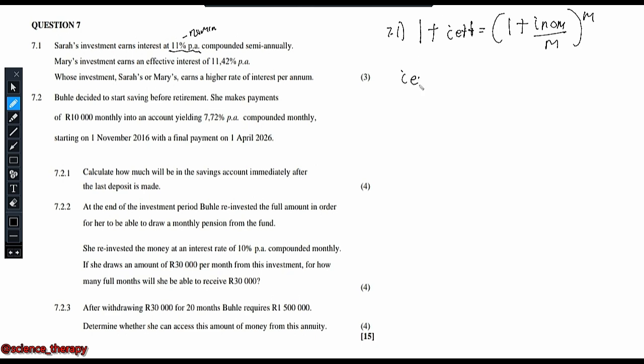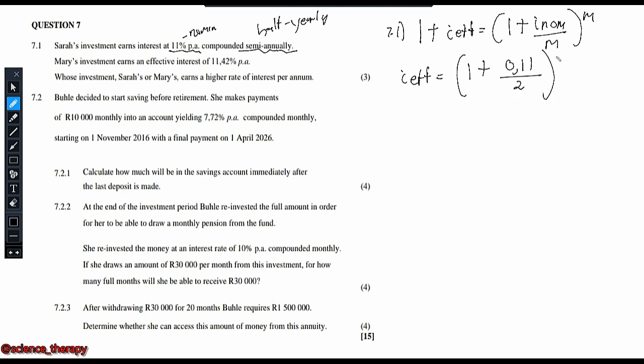Now to further calculate, let's transpose the 1 over to the other side. So this is 1 plus the i nominal. We're going to change this 11% divided by 100. It's 0.11. And then since they say it's compounded semi-annually, we know that semi-annually means half yearly. So that means we have to put 2 here. So in a year, we have 2 half-yearly periods, right? From January to June and then July to December.